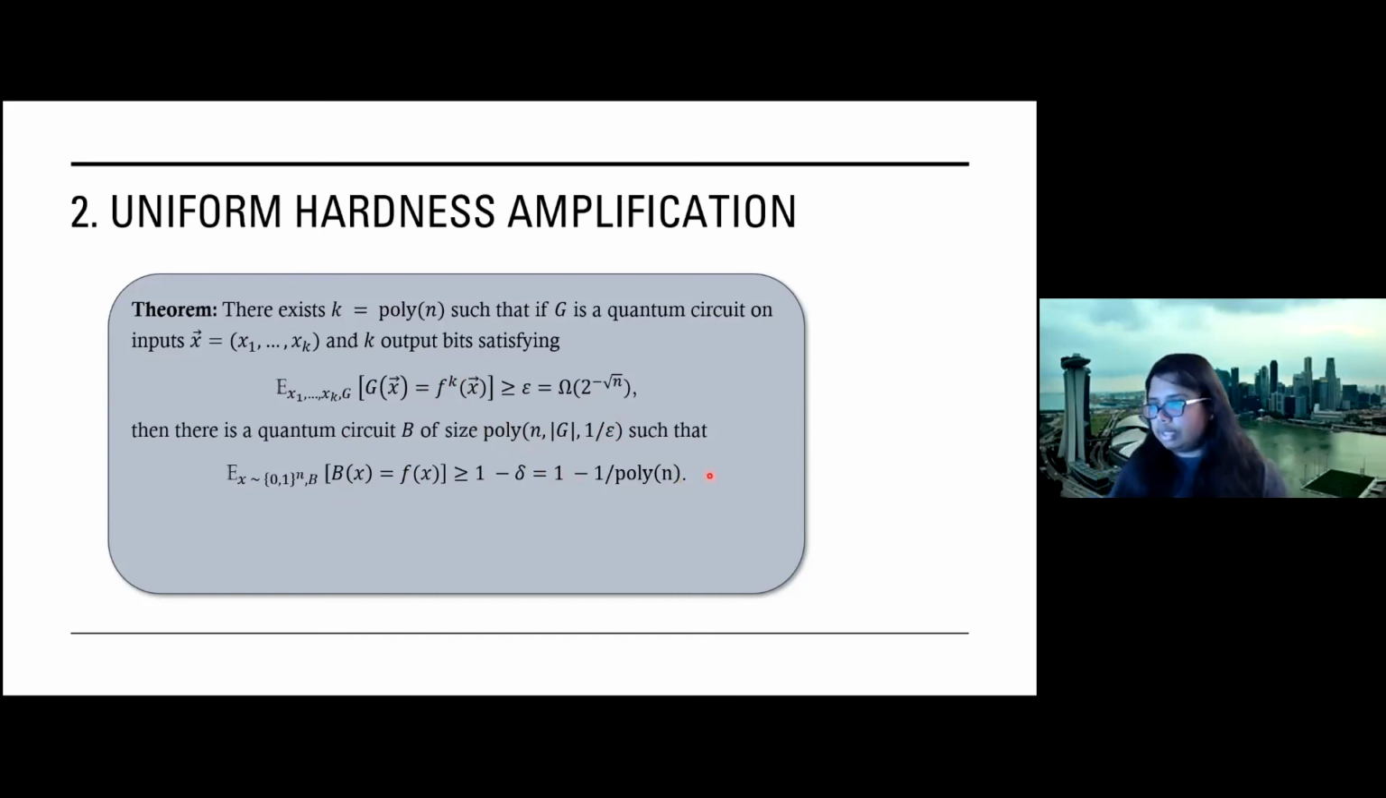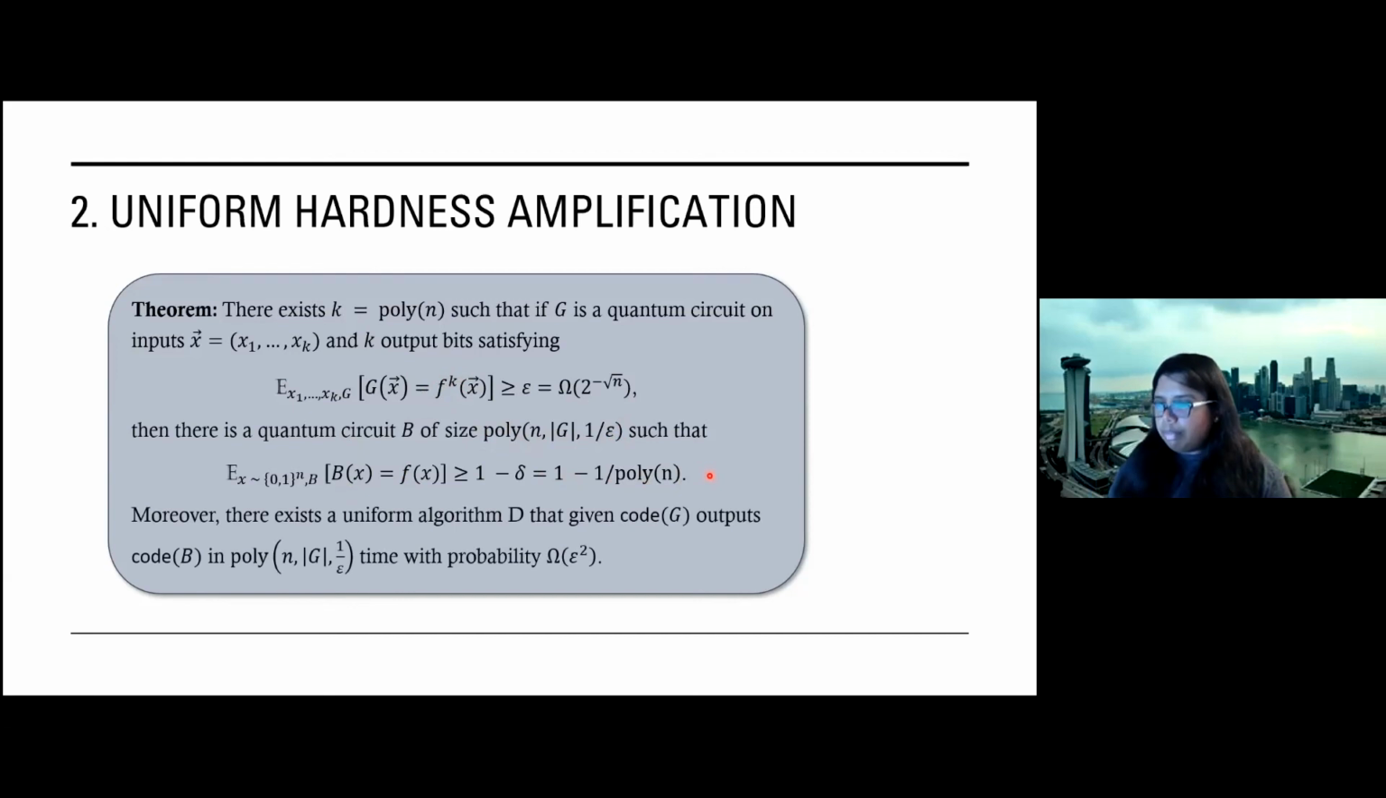So that is the reconstruction algorithm. For the sake of uniformity, I also want that there is some algorithm that, given the description of G, can construct the description of B efficiently and with small error. This comes more from technical aspects. So like I said, going in the opposite direction, this helps me reconstruct from f^k, how do I get a circuit for f?